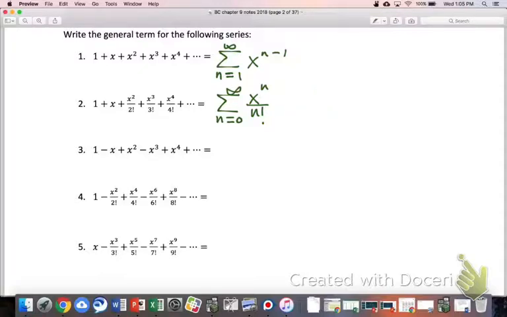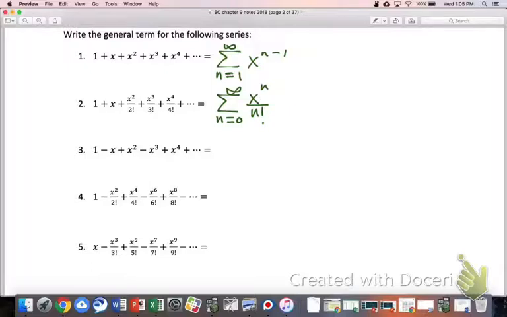Okay, so number 3, let's do number 3 together, and then I'll kind of turn you loose on numbers 4 and 5. Did you notice how in numbers 1 and 2, all the terms were positive? They all have the same sign. In 3, 4, 5, the signs go plus, minus, or they could go minus, plus, minus, plus. So we have a name for that. It's called an alternating series because the signs alternate.